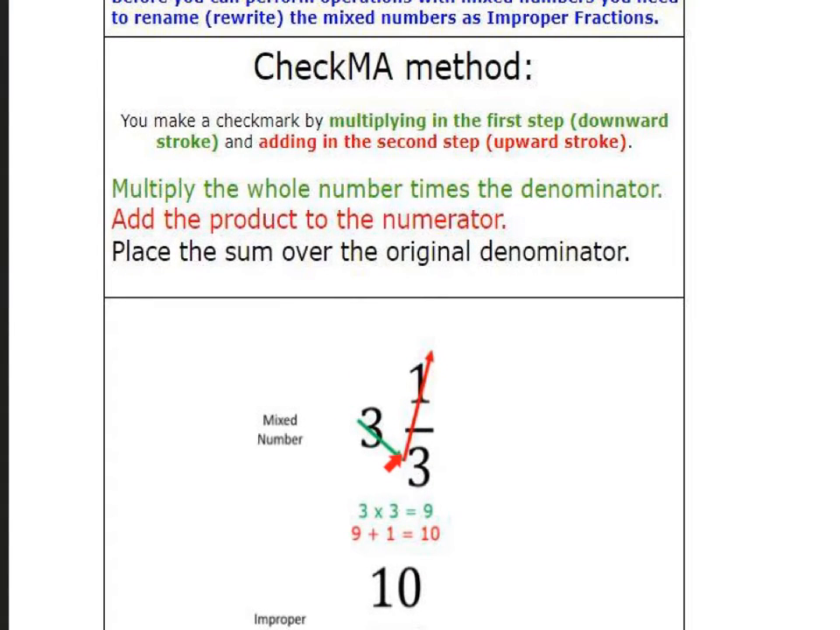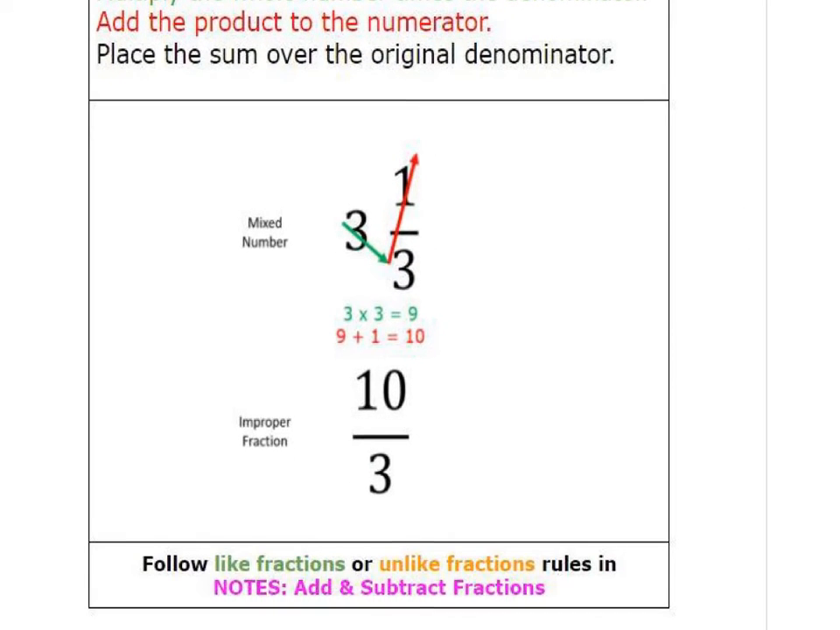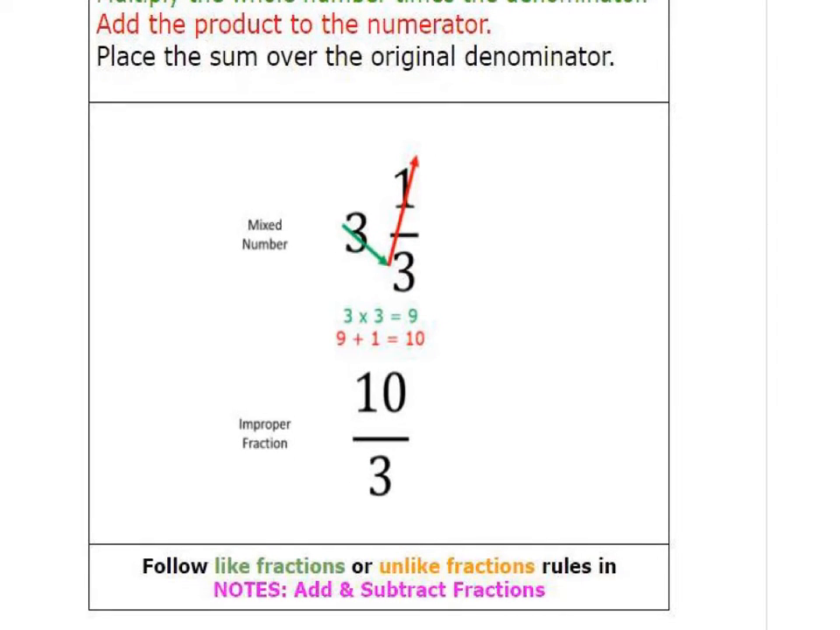Down, multiply, so multiply 3 times 3, up, add that value. Okay, so the mixed number of 3 1/3 is going to be 3 times 3, which is 9, and 9 plus 1 equals 10. So then you would put 10 as the new numerator and keep the denominator as it is, 3. So 10 over 3 will be your improper fraction.